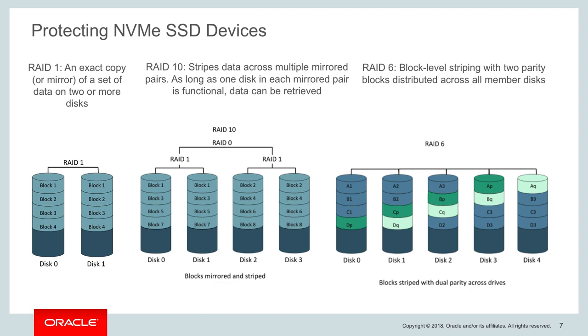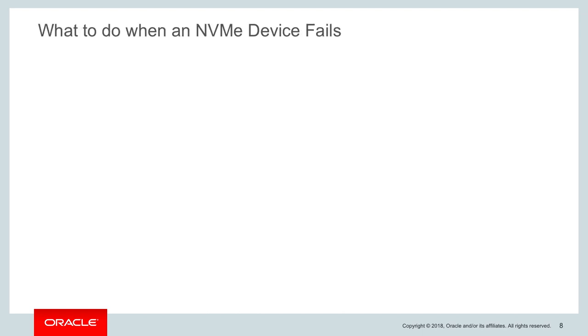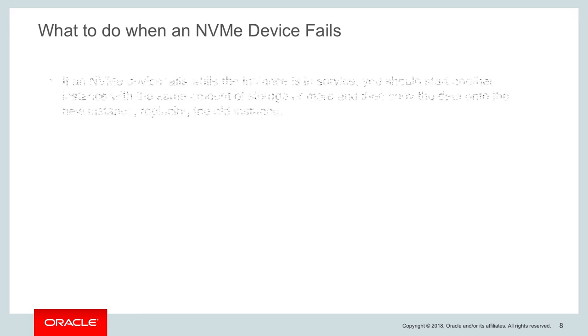So remember, when you're using a RAID, you're actually losing a little bit of usable storage on the NVMe devices, as you're using the devices to create the RAID array. So what do you have to do when an NVMe device actually fails?